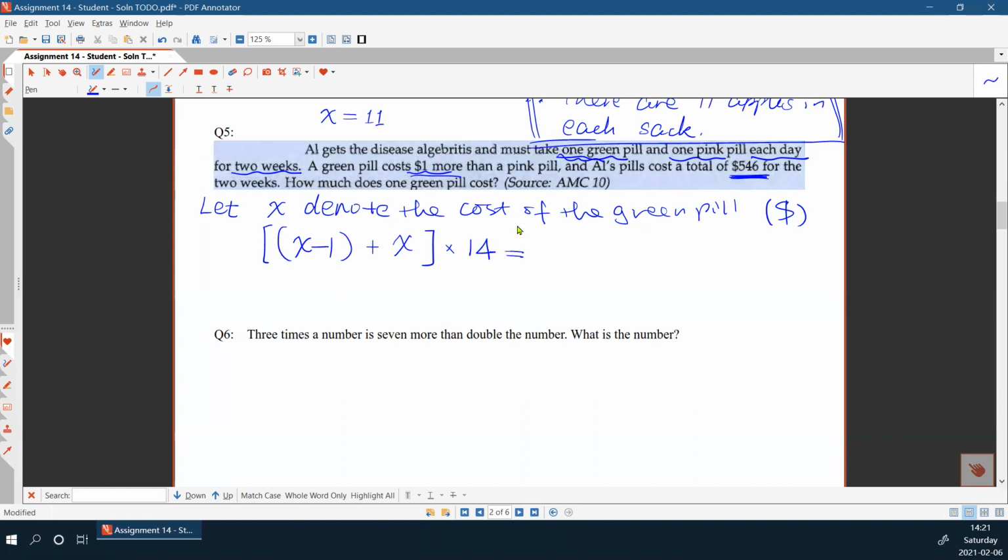And you also know that the total cost is 546, right? So this is our equation. And from this equation, of course, we can solve for X. So this gives you 2X minus 1 times 14 equals 546.